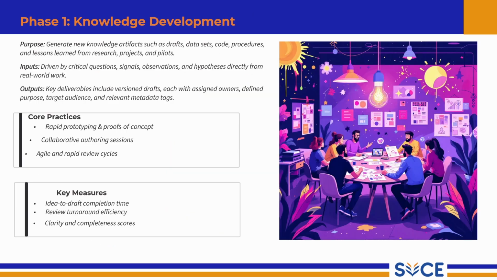In the next slide, we are going to see knowledge development, that is phase 1. This is the stage where raw ideas and insights first take shape into usable knowledge artifacts. Here the purpose is to generate new knowledge artifacts such as drafts, datasets, code, procedures, and lessons learned from research, projects, and pilots. So in simple words, this phase is all about creating the first version of knowledge, whether it is a draft, some code, a dataset, or a documented lesson.